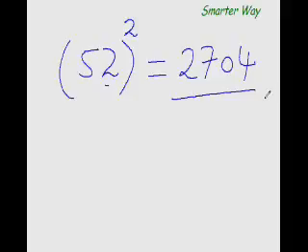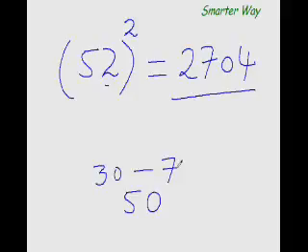Okay, so let me just explain it to you in more detailed manner. So basically what I have done, in order to find the squares of any number that are closer to 50, how close? In this range, 30 to 70. All we need to do is find out how much more or less than 50 is that number. That is the distance of that number from 50. So 52 is 2 more than 50.